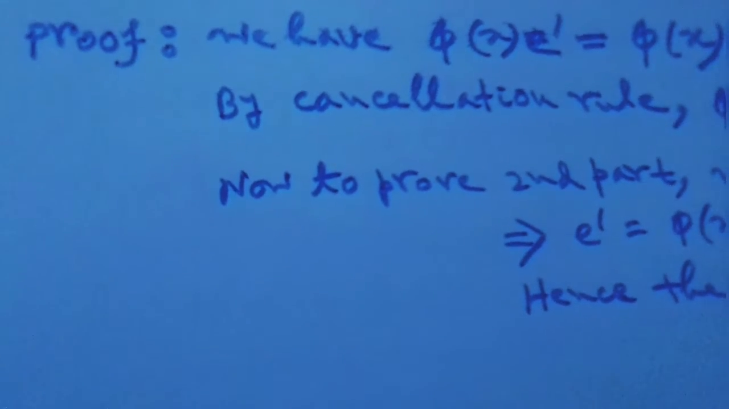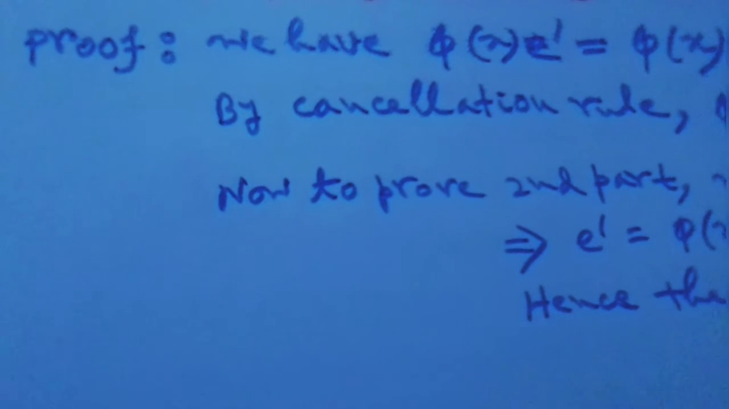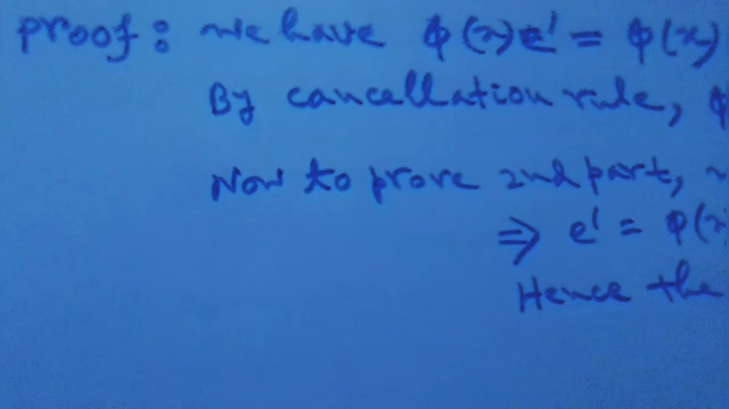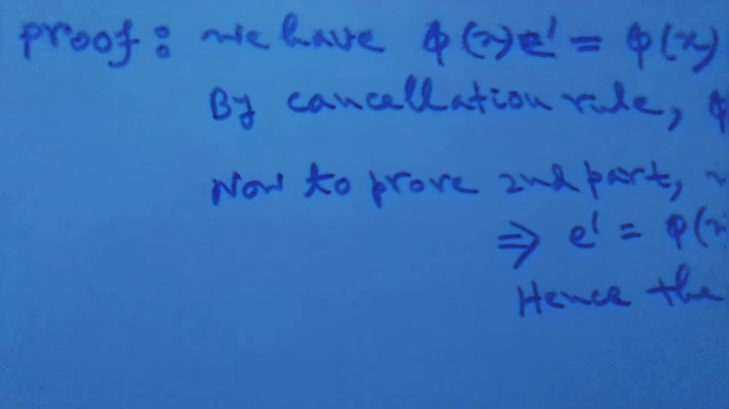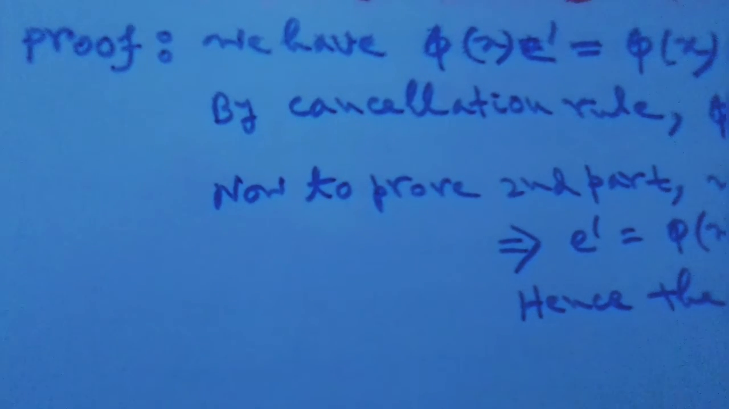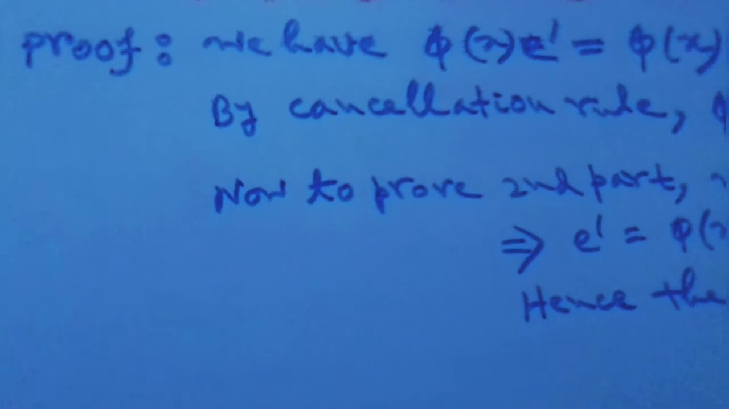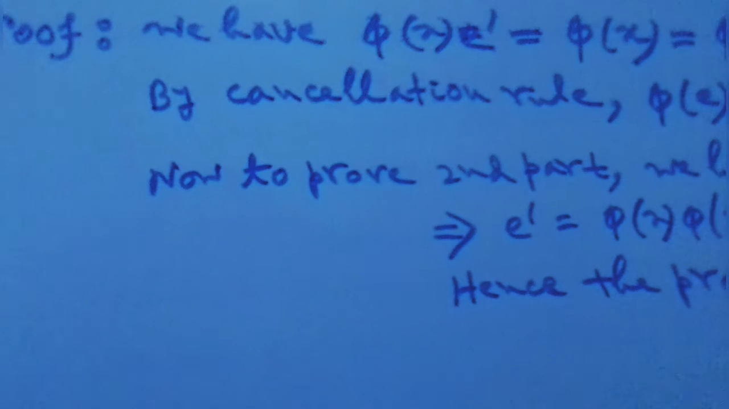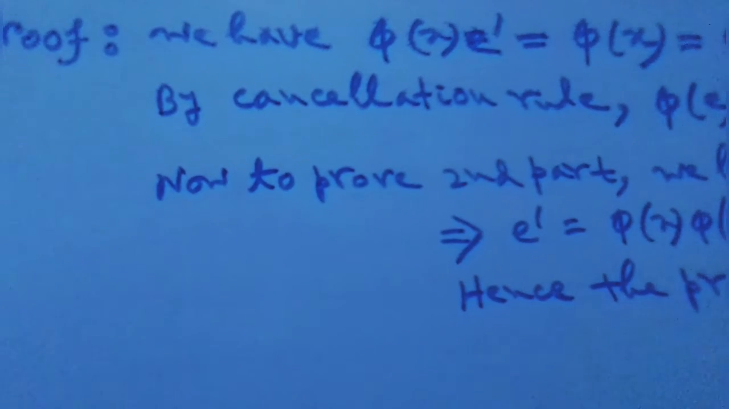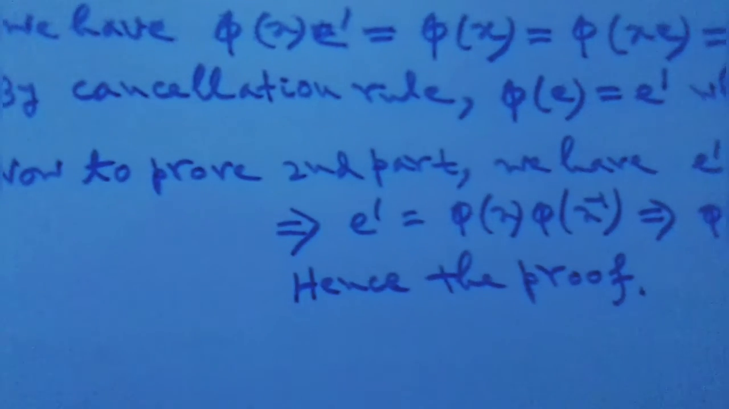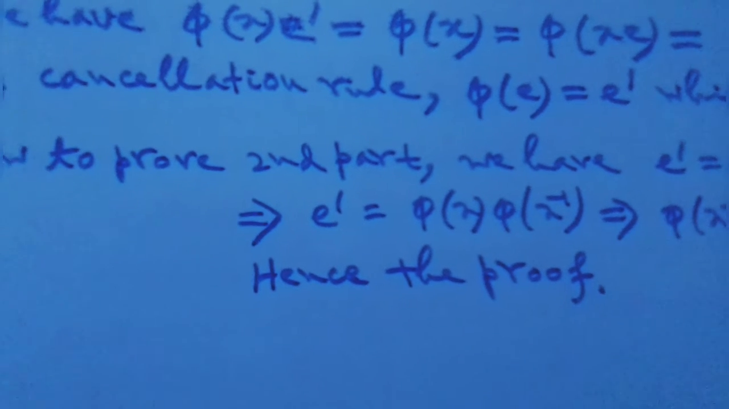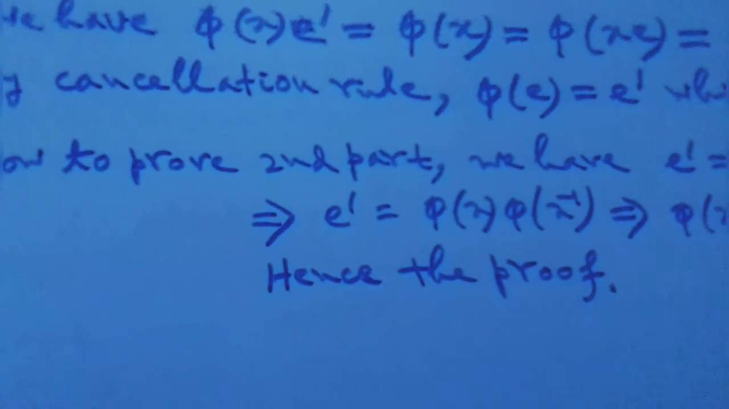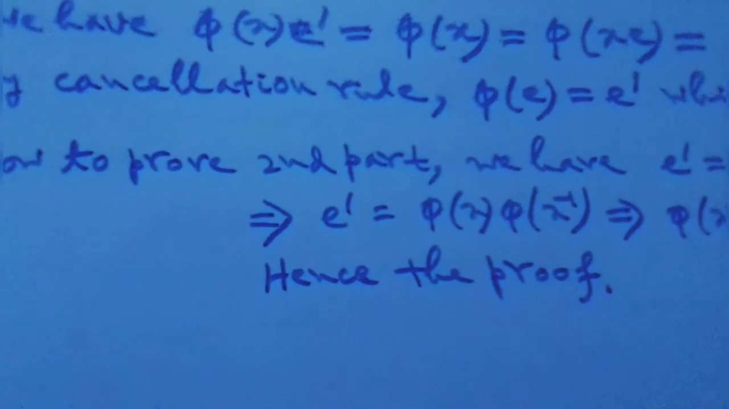Now we are going to prove these two above results. At first we have phi x E dash, where E dash is the identity element of G dash. That means phi x of E dash is equal to phi of x, simply, because if we operate with the identity element, it remains the same. And phi x can also be written as phi of xe, as x into E is equal to x.